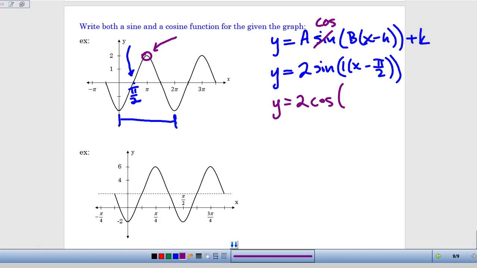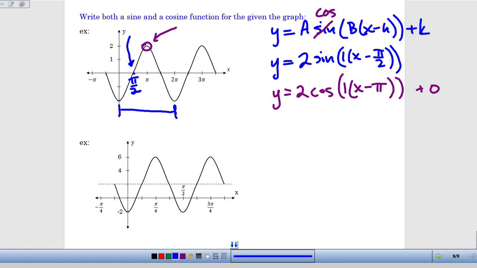My period is unchanged as well. Just because I'm changing the starting point of my graph, the period is not changing, so the b value is still going to be 1. I'm still going to have 0 as the vertical translation, so the k is still going to be 0 over there. The only thing that's going to be different now is going to be the phase shift. I now am no longer starting my graph at pi over 2, I'm starting it at pi. So I'm going to have a minus pi. So we've got 2 times the cosine of x minus pi.